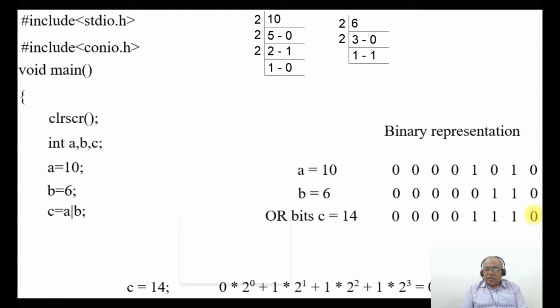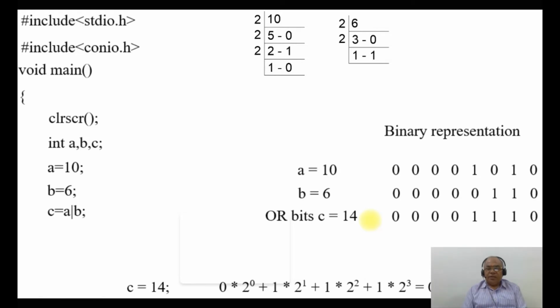So how are we going to explain this? 0 into 2 to the power of 0, plus 1 into 2 to the power of 1, plus 1 into 2 to the power of 2, plus 1 into 2 to the power of 3. So 0 into 2 to the power of 0 is 0, plus 1 into 2 to the power of 1 is 2, plus 1 into 2 to the power of 2 is 4, plus 1 into 2 to the power of 3 is 8. 8 plus 4 is 12, plus 2 is equal to 14. Therefore, c will be equal to 14.